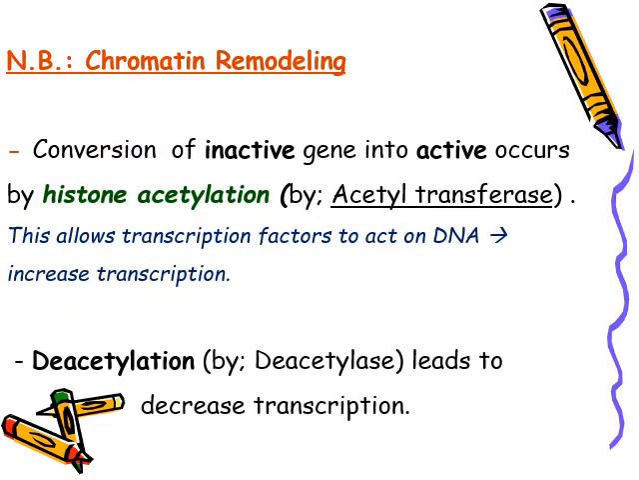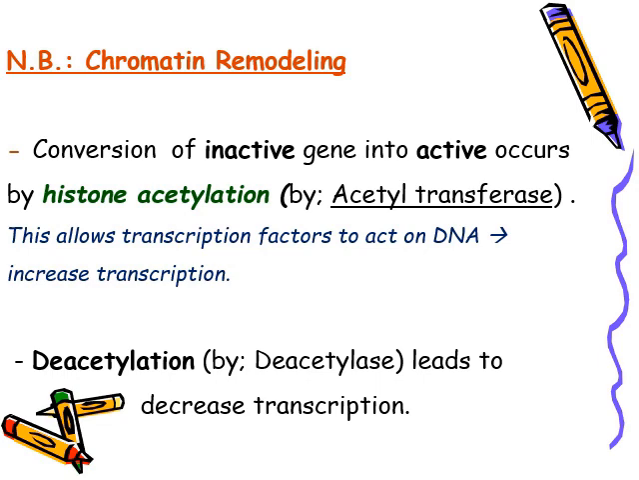Chromatin remodeling is achieved by histone acetylation and deacetylation. Conversion of inactive gene to active form achieved by histone acetylation by acetyl transferase enzyme, while deacetylation by deacetylase enzyme lead to inactivation of the gene.